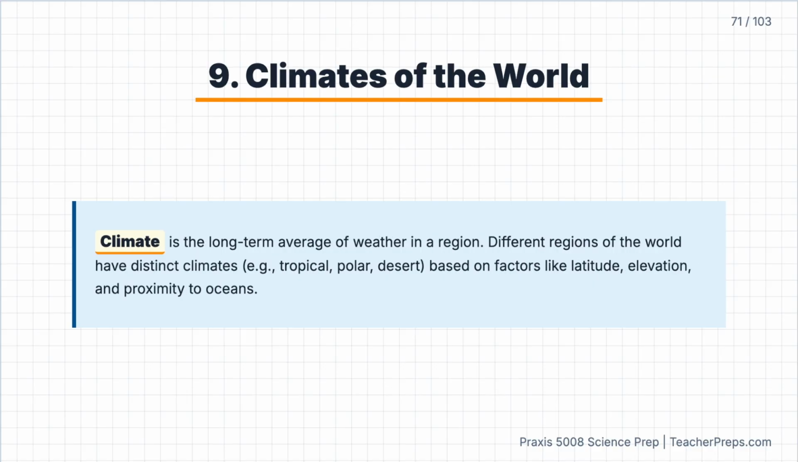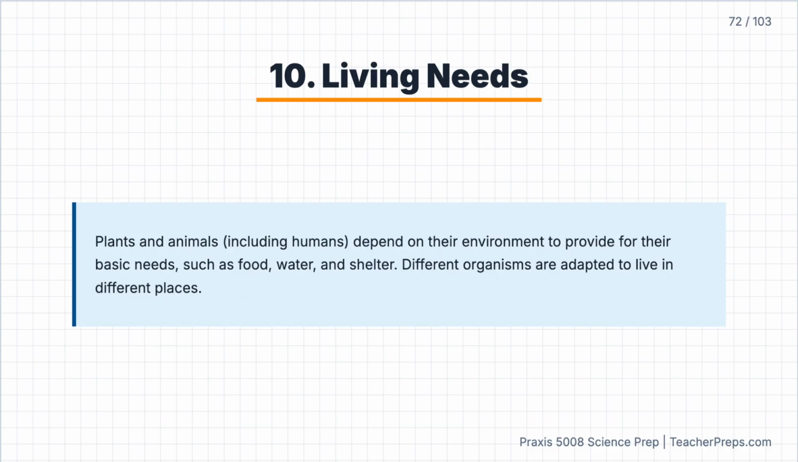Now, here we move on to climates of the world. Climates describe the typical weather conditions that you would expect in a place over many years. So, for example, you can expect Arizona to have hot, dry climate, whereas Antarctica, for example, to have a cold and polar climate.